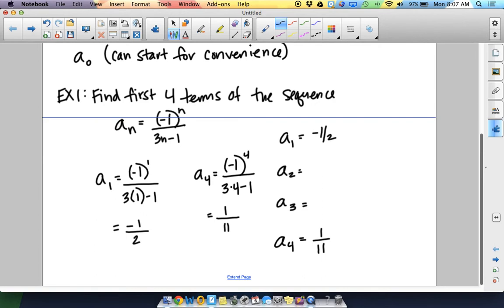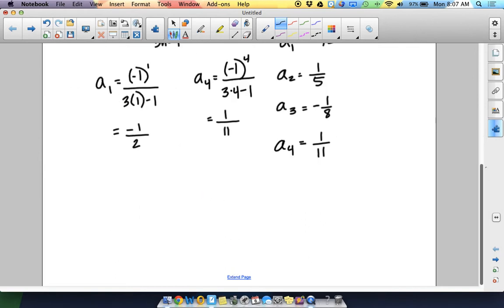Ladies, what'd you get? 1/5. Very good. Gentlemen? Negative 1/8. Okay, so it might help you to list these horizontally. It was negative 1/2, 1/5, negative 1/8, and 1/11.